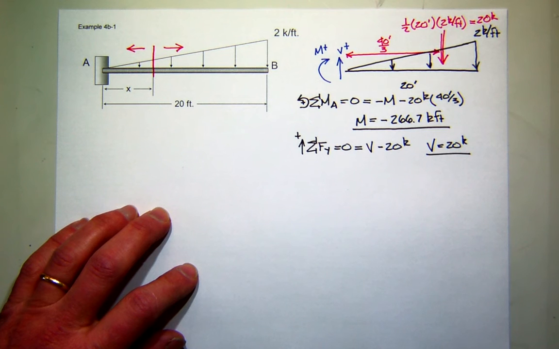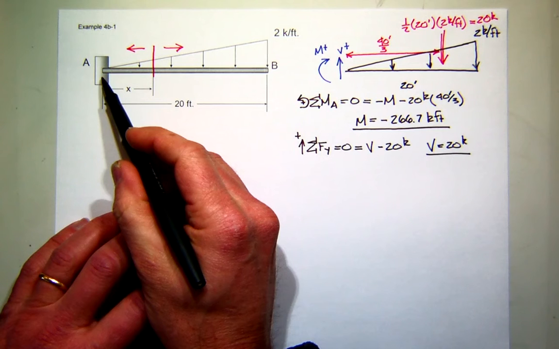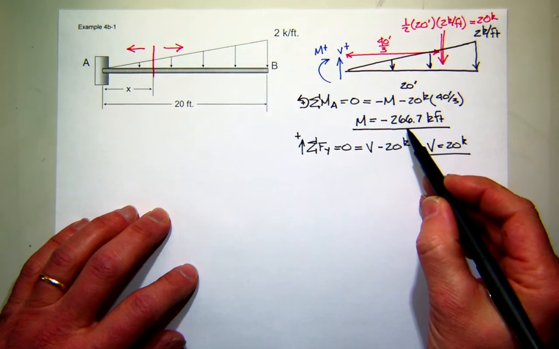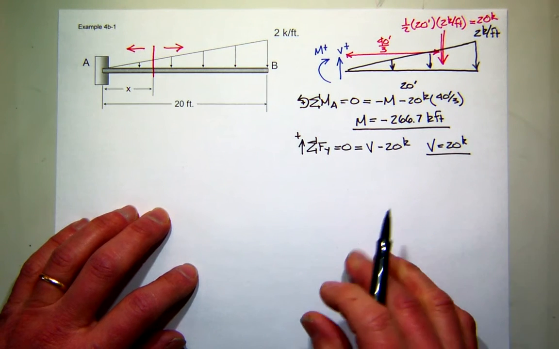Those should factor into my equations, right? In fact, my equation should predict when x is equal to 0 that I do have a bending moment of minus 266.7 and a shear force of 20.